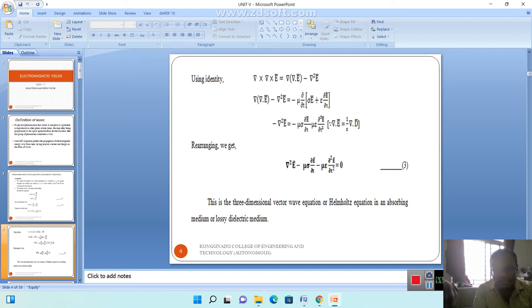So commonly we are going to write it as sigma E vector plus epsilon into dou E vector divided by dou t. Now commonly take del dot E vector, which we are going to substitute: del dot E vector is replaced by 1 by epsilon into del dot D vector. We are going to rearrange the above equation. We get del square E vector minus mu into sigma of dou E vector divided by dou t minus mu epsilon into dou square E vector divided by dou t square, that is equal to 0. This is the three-dimensional vector wave equation, or Helmholtz equation, in an absorbing medium or a lossy dielectric medium.